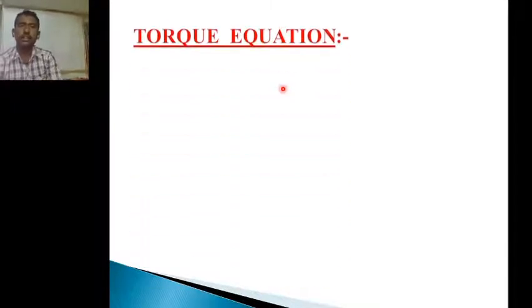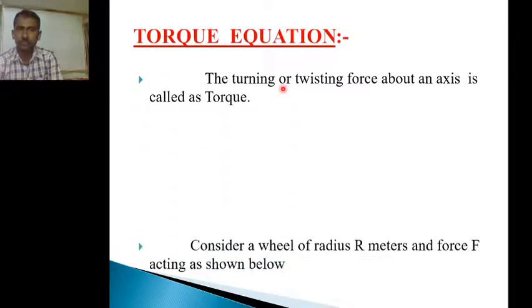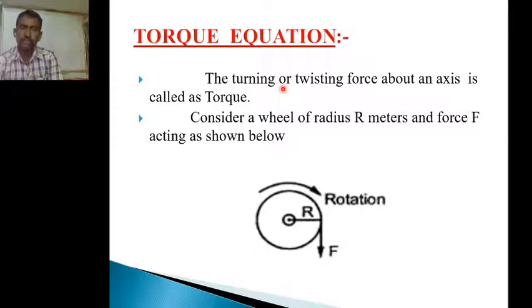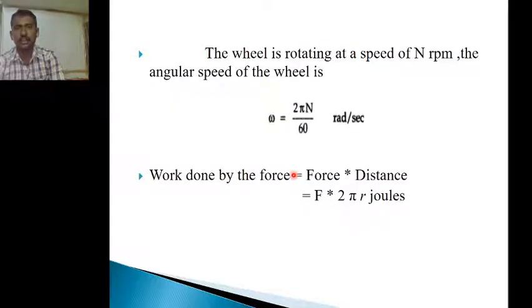Coming to the torque equation of the DC motor. I already told that torque is nothing but the turning or twisting force about an axis. Here our rotor will rotate with a radius r and with some force. So the torque can be given as force into that radius, that means F into R is the torque equation.